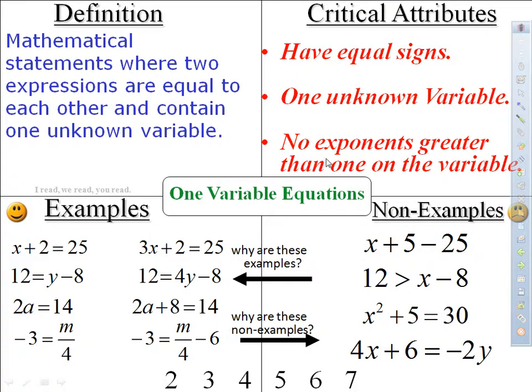We know what one variable equations are. Remember that? We know that they're not inequalities. And right now for one variable equations, we're looking at the ones that have exponents of 1 on the variable. Anything greater, we're not looking at right now. They are one variable, we're not looking at quadratics here.